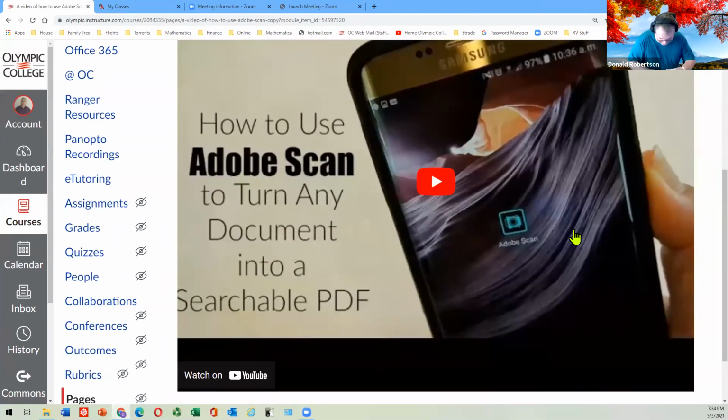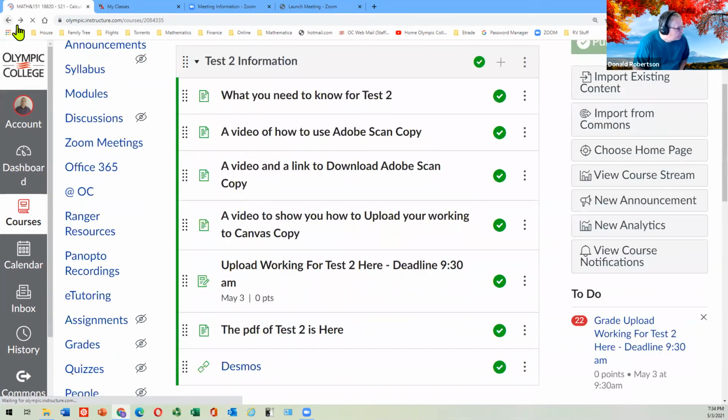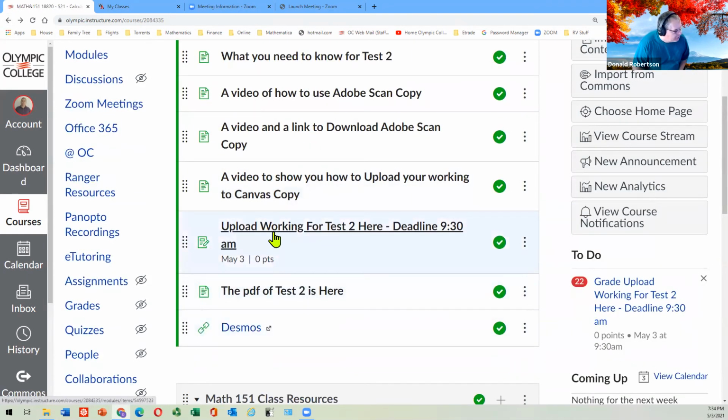Essentially, what you do is you take a picture on your phone of your working. Next page, picture, next page, picture. And then this software turns it into a PDF for you. And once it's turned into a PDF, you'll have a link that looks like this, and it'll say upload your working for the midterm.